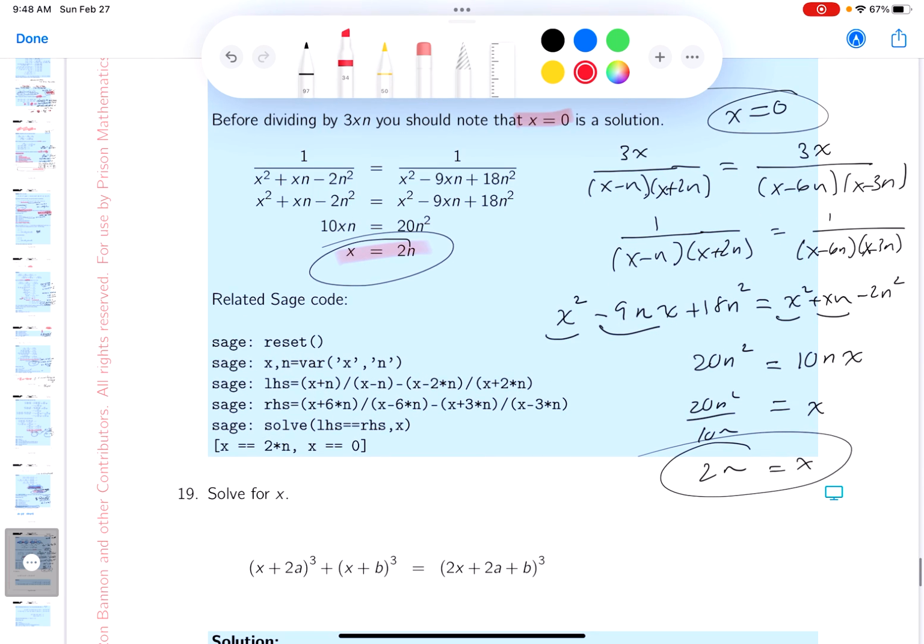I asked Sage to do it, though. And Sage came up with the same answers, all right? x equals 2n, x equals 0. And when I say it comes up with the same answer, I mean as soon as you hit the return, it's answering the question. It took me time to get through it, no doubt about it. It takes time. And it's certainly a skill that you want to acquire, being able to do things by hand.